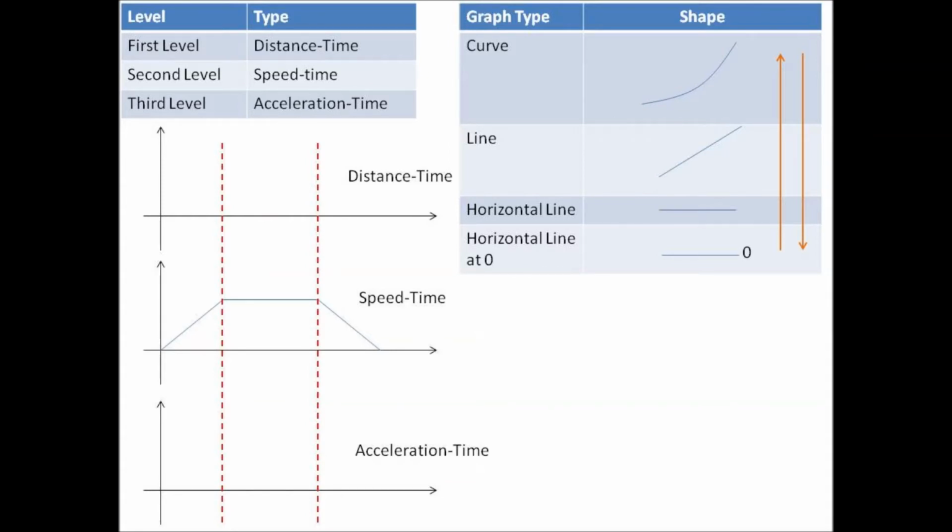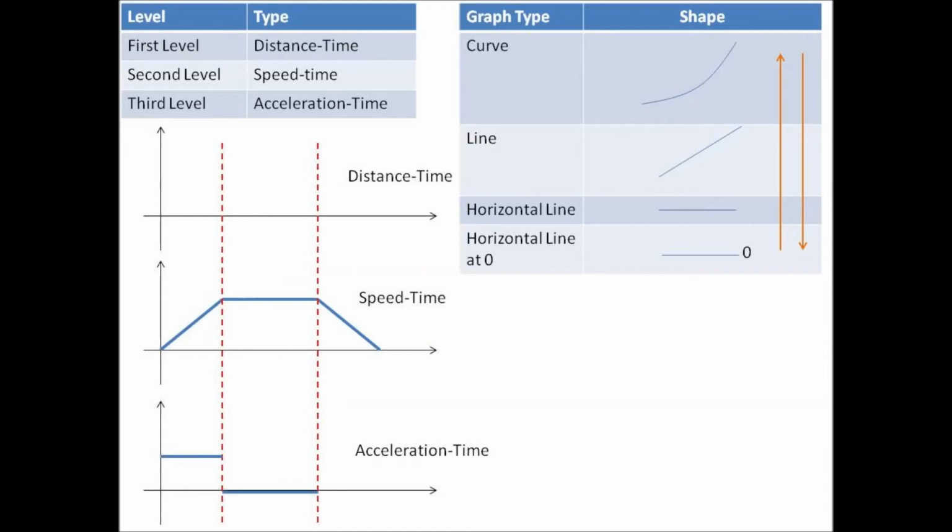Observe that the first part of the speed time graph is a straight line going upwards. So from speed to acceleration is actually traveling from the second level to the third level, and the direction is traveling downwards. If we look at the chart on the right, we see that from the line, it goes one level down, it will become a horizontal line. So that's why you see that for acceleration time graph, you have a horizontal line for part A.